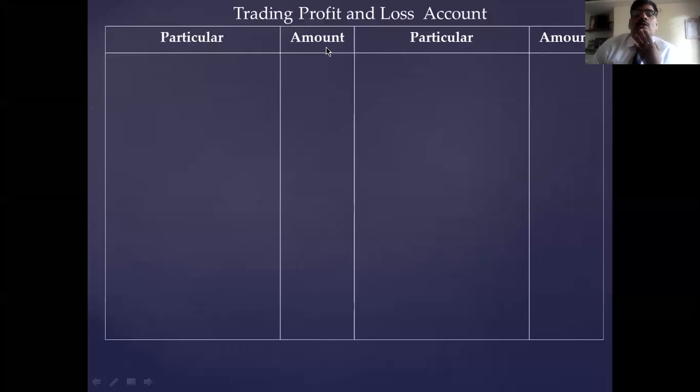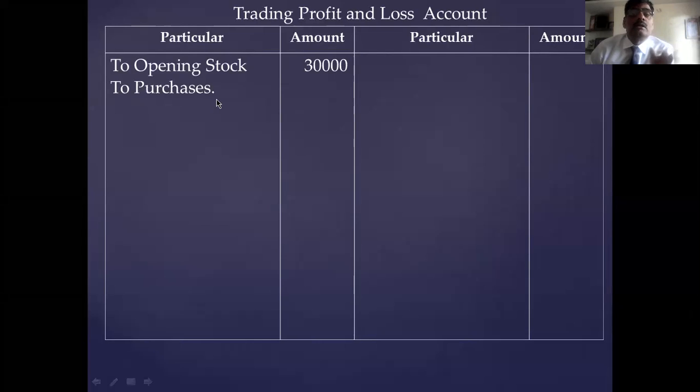In the trading profit and loss account, first take the opening stock. Whatever purchase is there at the starting, you consider that as an opening stock. To opening stock, 30,000. To purchase, you may take directly the total purchase. Cash and credit, you leave that. The total purchase is given in the problem, you take that amount directly, no problem. 1,20,000 is the purchase.